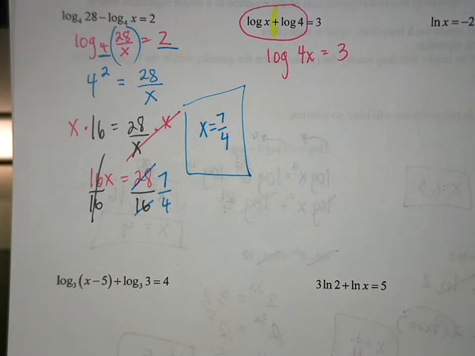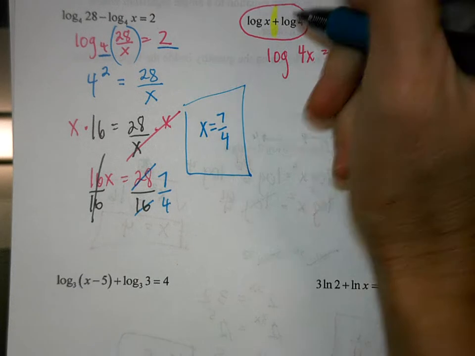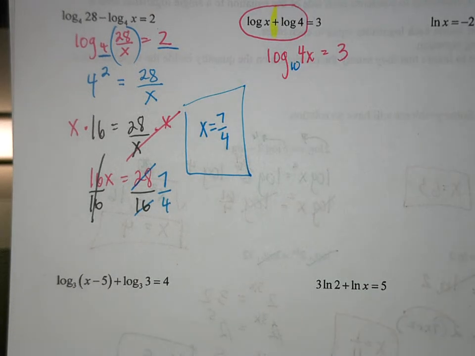Now at this point the log does not have a base. If the log doesn't have a base, what is the base? 10. Very good. 10. Okay? So I can't just eliminate this log, right? Because we have to have a log on both sides. But I can get rid of it by turning it into exponential form.